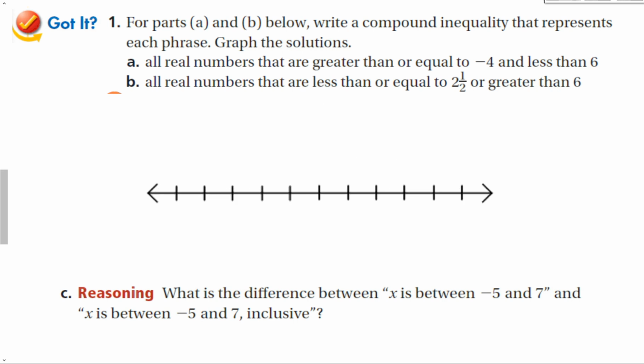Let's do part B. All real numbers that are less than or equal to 2.5, or greater than 6. So x is less than or equal to 2.5, or x is greater than 6. Okay. Let's call this 2, 3, 4, 5, and 6. So I'm going to go with a solid dot. I'm sorry, yeah, solid dot at 2.5. And I'm going to go to the left. And then an open circle at 6 and travel to the right.